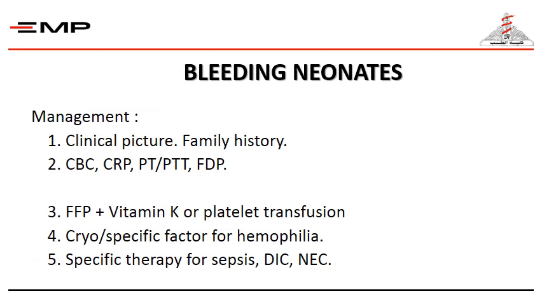How to manage neonates with bleeding? First, we have to reach a diagnosis. So we have to take a good history and do a good clinical examination. To reach the diagnosis, we should ask for a complete blood count for the platelet count, and C-reactive protein to exclude sepsis. We should do PT and PTT as well as FDPs.